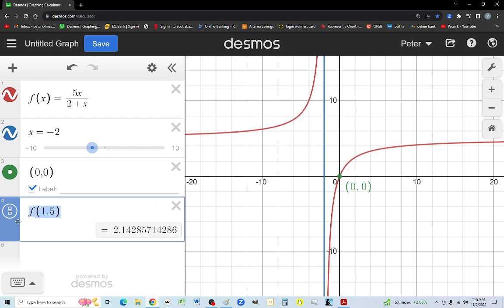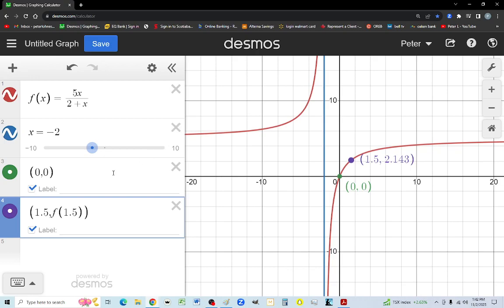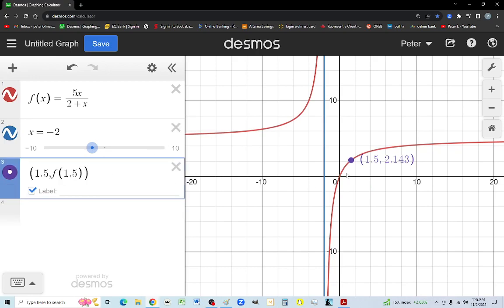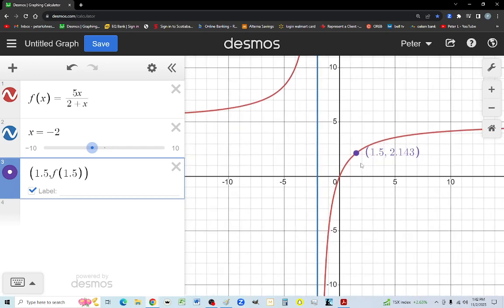And we're going to graph that point. 1.5 comma f of x, or f of 1.5 right there. We're going to label it. So they're very interested in this point right here. And I'm going to unlabel the 0, 0 because that was just for demonstration purposes. They're very interested in the rate of change right there. What is the rate of change?